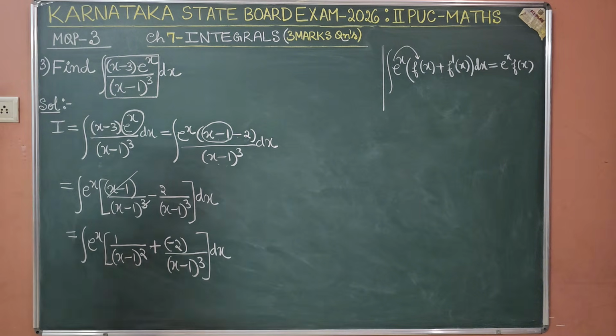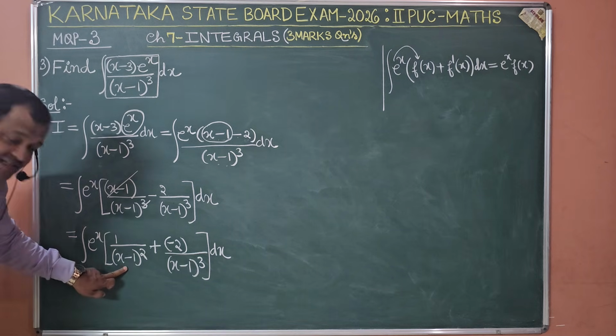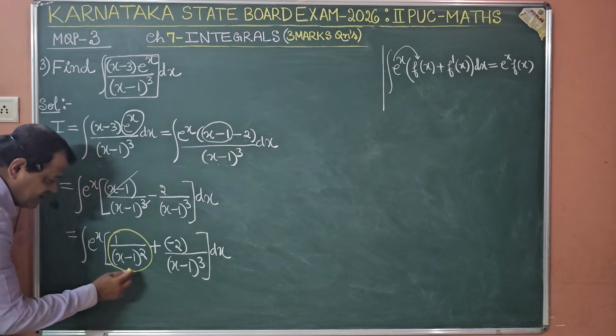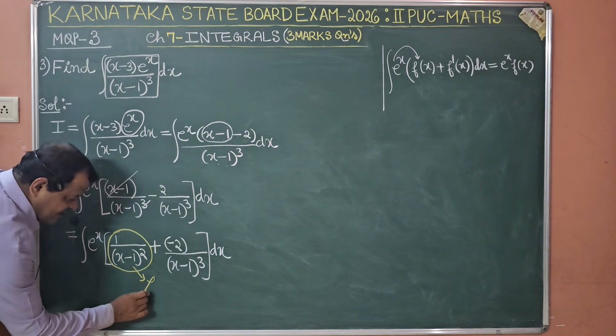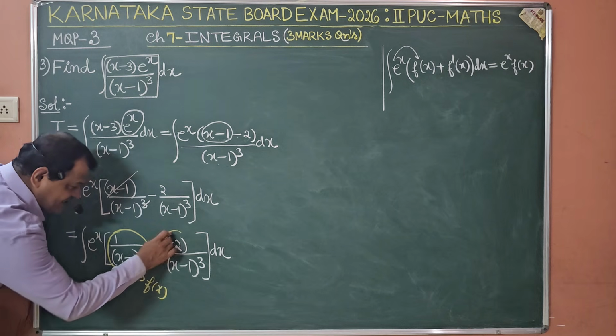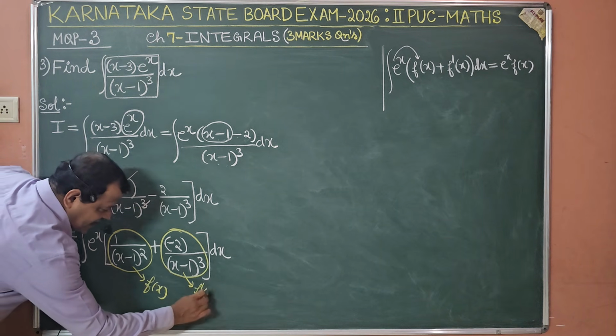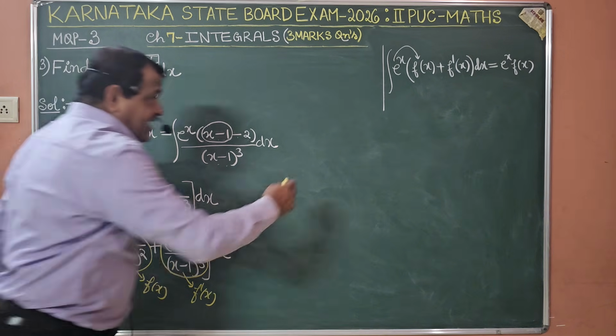Now, my dear students, in this exercise, 1 by x minus 1 whole square, this is f of x. And this is its derivative, f dash x. I will show you in the rough work side only.